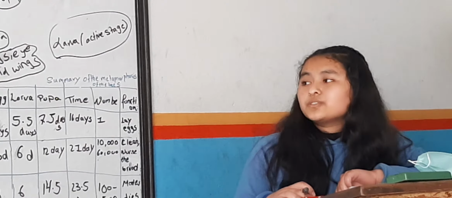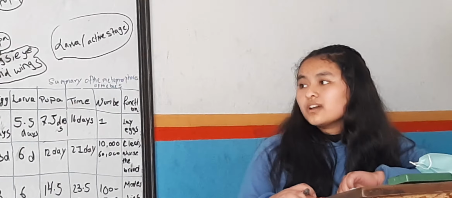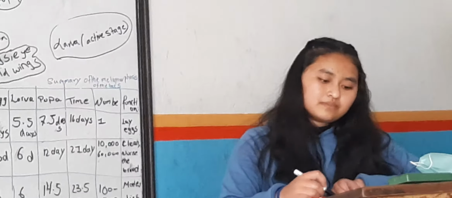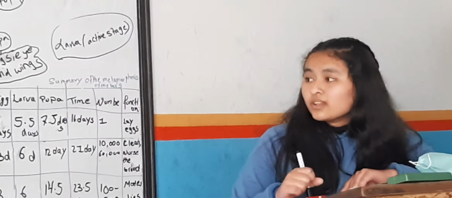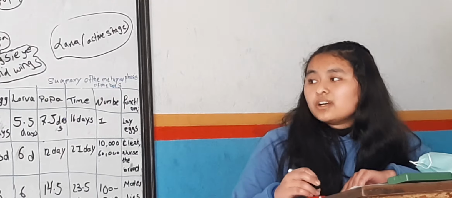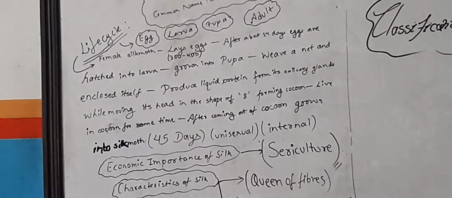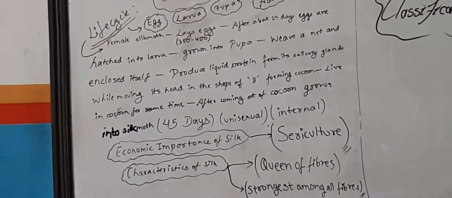They live in the cocoon, and out of the cocoon it grows into silk moth. This process takes about 45 days. Silkworms are unisexual, and the fertilization is internal. Silk is produced in the larva stage, not pupa.